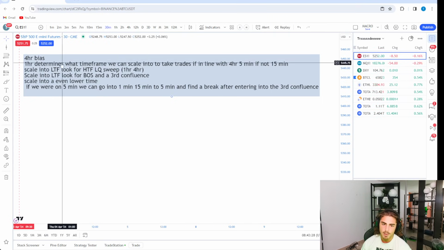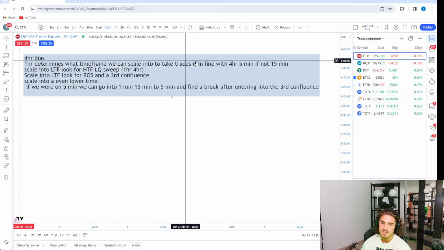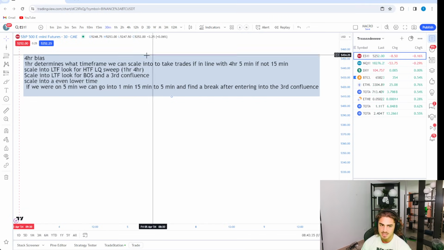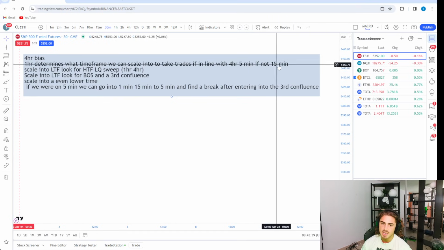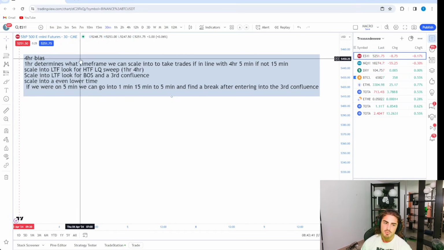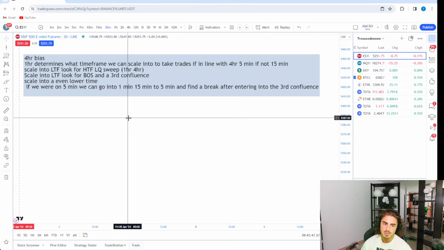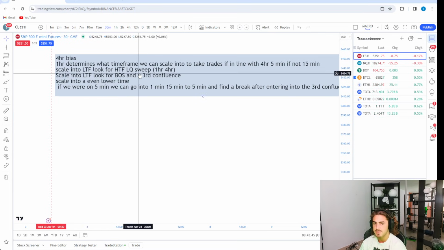So if the 1 hour time frame is in line with the 4 hours, so let's say the 4 hours bullish and the hourly is bullish, cool, we can scale into the 5 minute time frame. If the 4 hours bullish and the hourly is bearish, we scale into the 15 minute time frame. From there, we go into the lower time frames and we look for a high time frame liquidity sweep, okay?